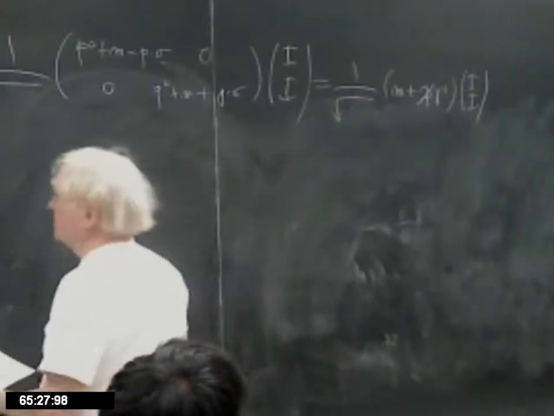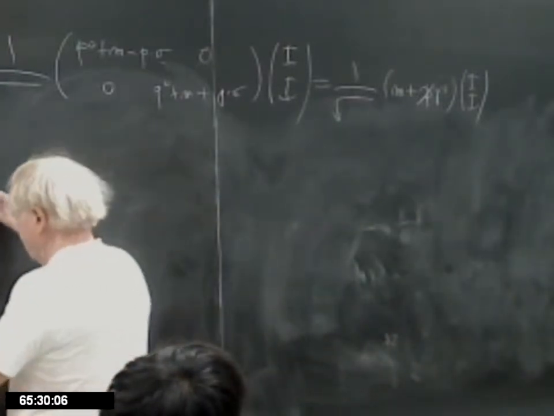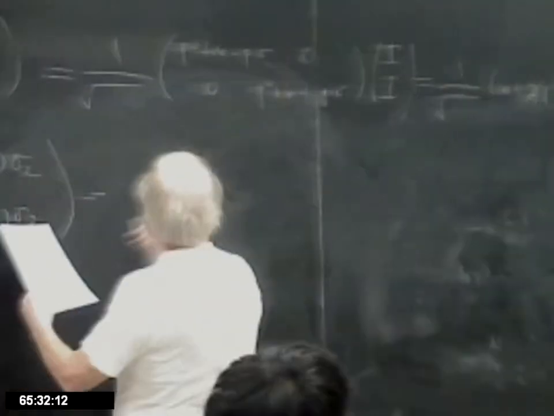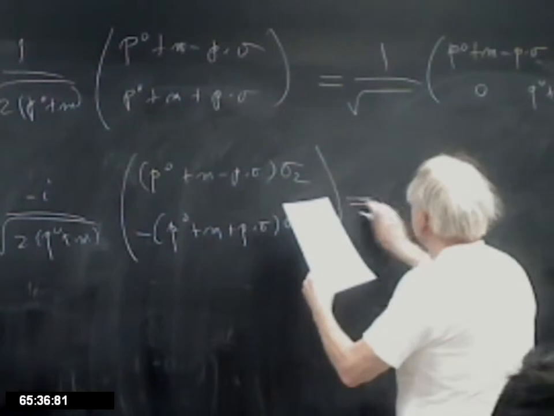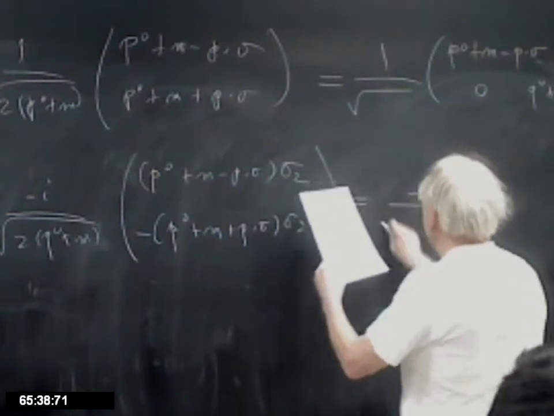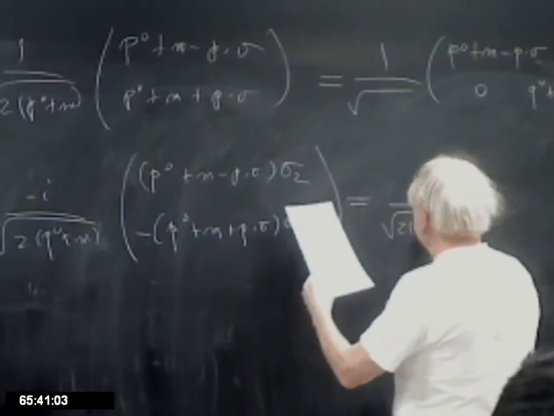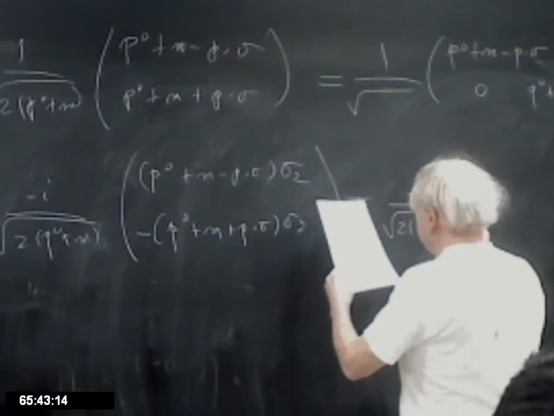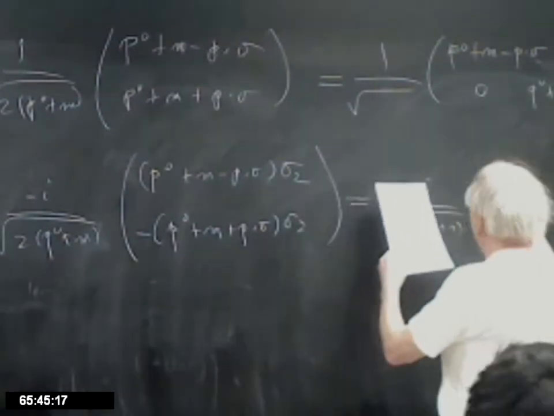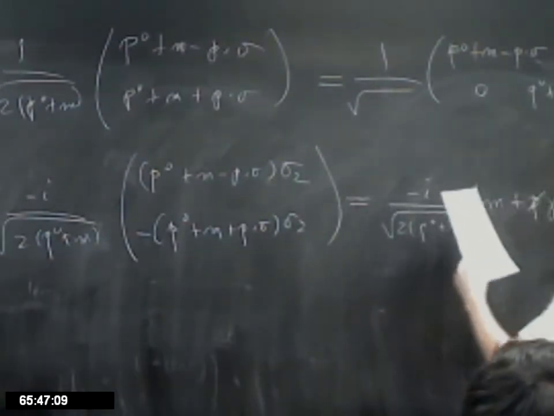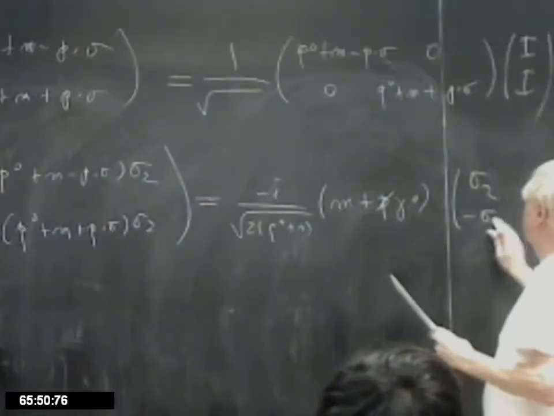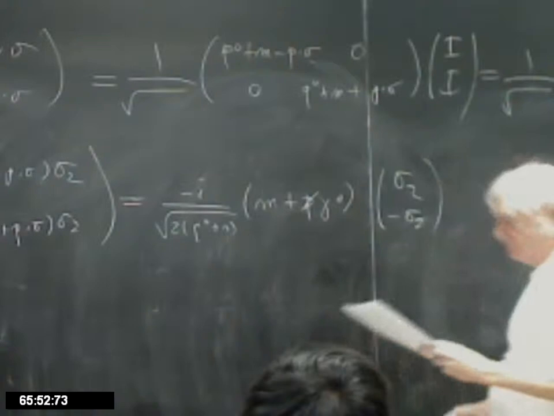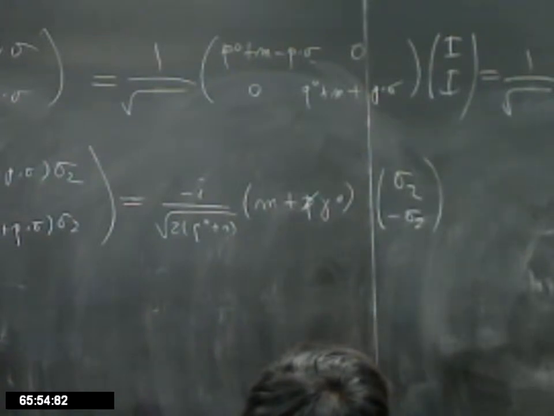And similarly, this thing, let me in fact abbreviate. It's minus i over the square root, which of course is 2 p0 plus m, m plus p slash gamma 0, and now it's sigma 2 minus sigma 2. All right, now.